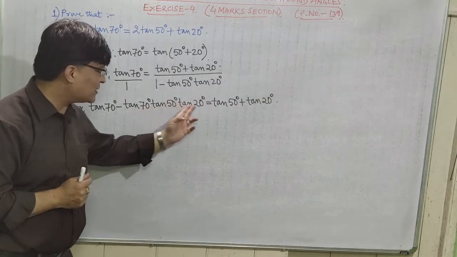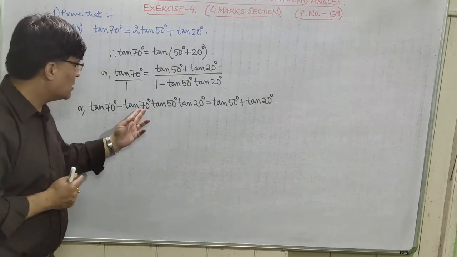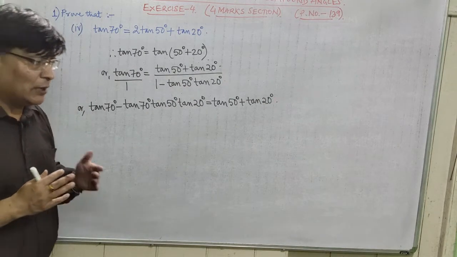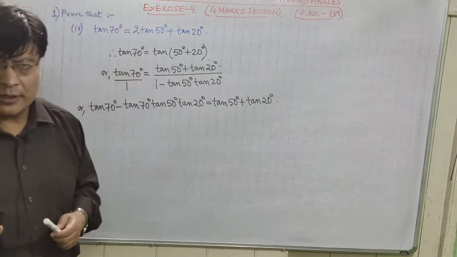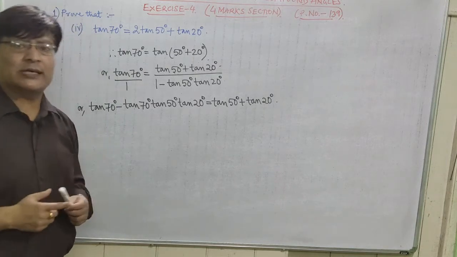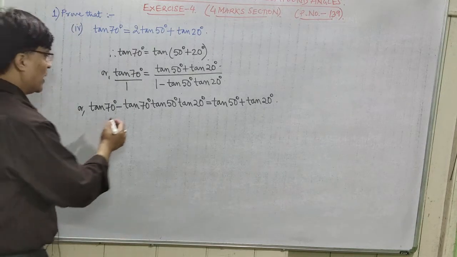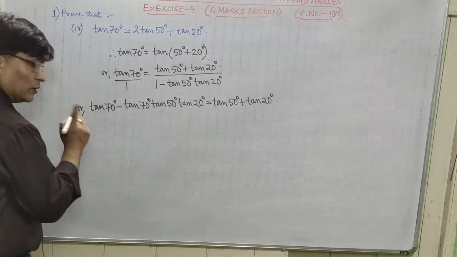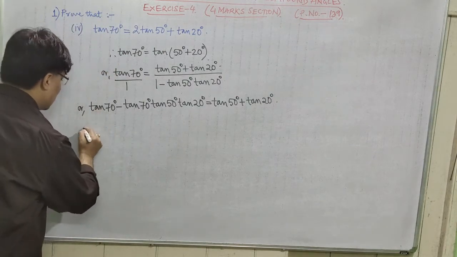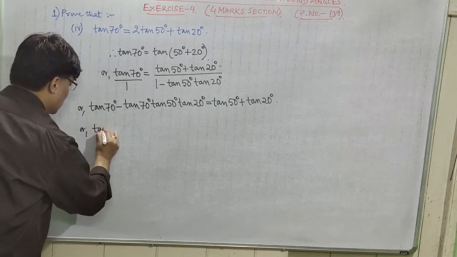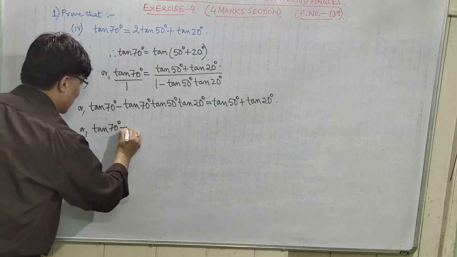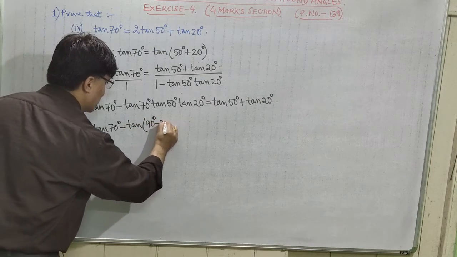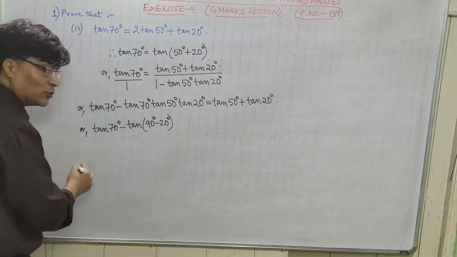That is, tan 70 and tan 20 can be simplified because 70 plus 20 is 90 degree. These are complementary angles. You know that if the sum of the two angles is 90 degree, then these two angles are known as complementary angles. So either you can change this 70 to 20 or 20 into 70. You have to simplify only one angle, right? So this is tan 70 degree minus tan of, it can be written as 90 minus 20. Let us change this 70 into 90 minus 20.